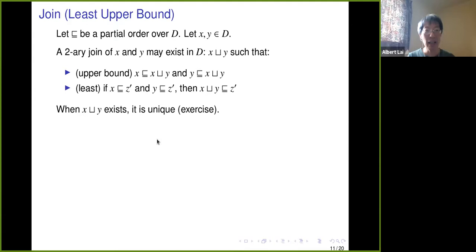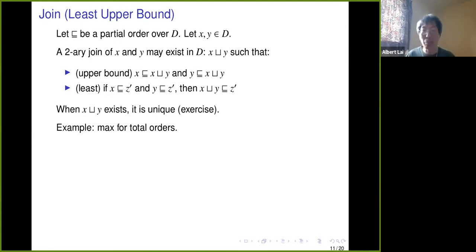An exercise for you: when this join exists, it is unique. Basically you use the requirement about being the least to show that if you have two least upper bounds, they are less than or equal to each other, so they are equal. Oh, that spoils the exercise. I will not do it again. Well, we have a lot of other exercises for you.